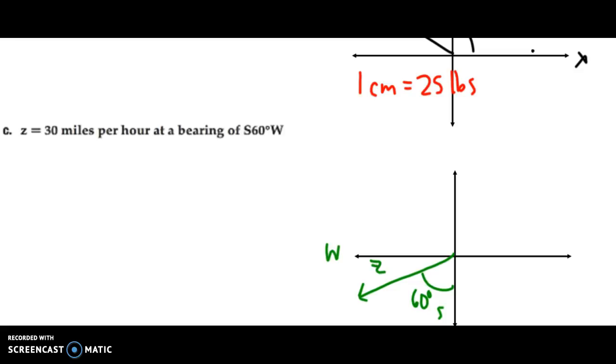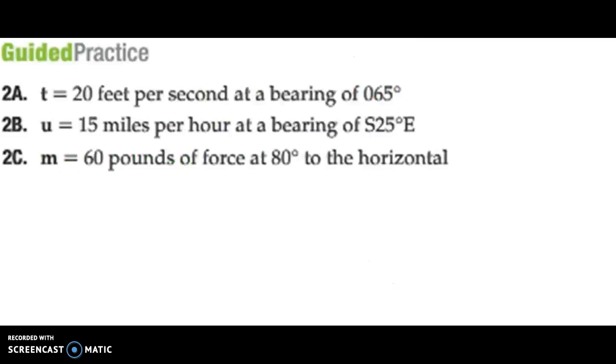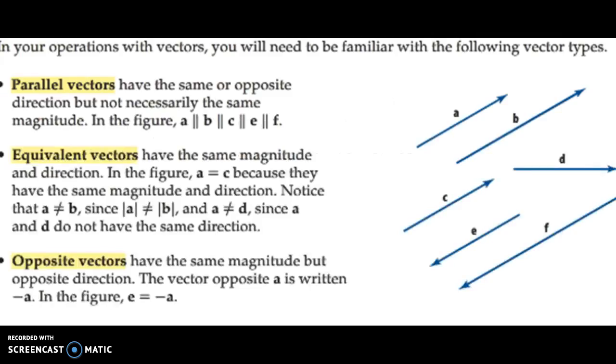And now they want it to be 30 miles per hour. So let's say that I found it to be 1 centimeter, and I drew mine 3 centimeters long, so that would be 1 centimeter is equal to 10 miles. Okay? Here's a couple more problems you could try on your own if you'd like.